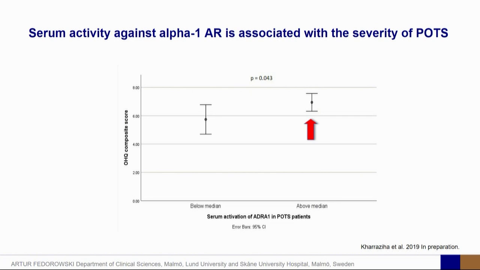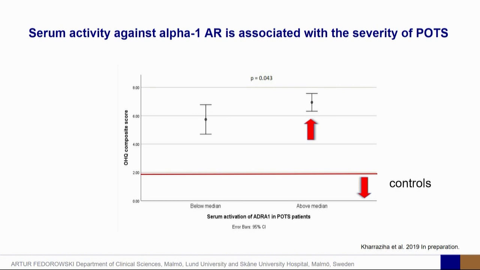So when activity was above the median in this group, these patients demonstrated more symptoms, orthostatic hypotension questionnaire symptoms, which is 10 different symptoms, some of them like walking for a long time, standing for a long time, walking for a short time, and so on, or headache and so on. But on average, they had more symptoms than the patients who had low activity against alpha-1 receptor.